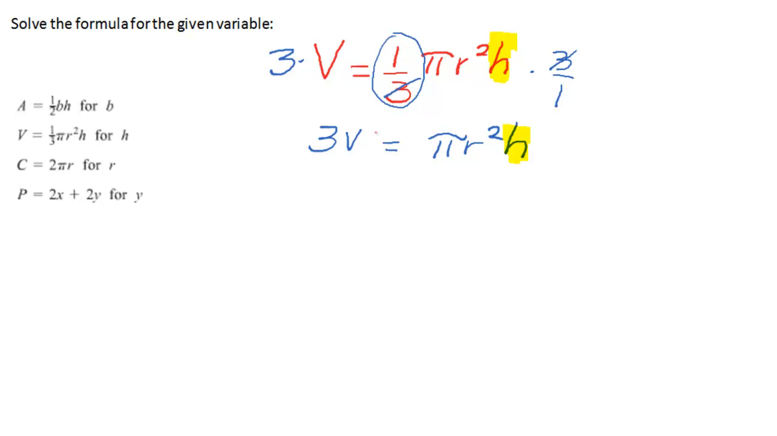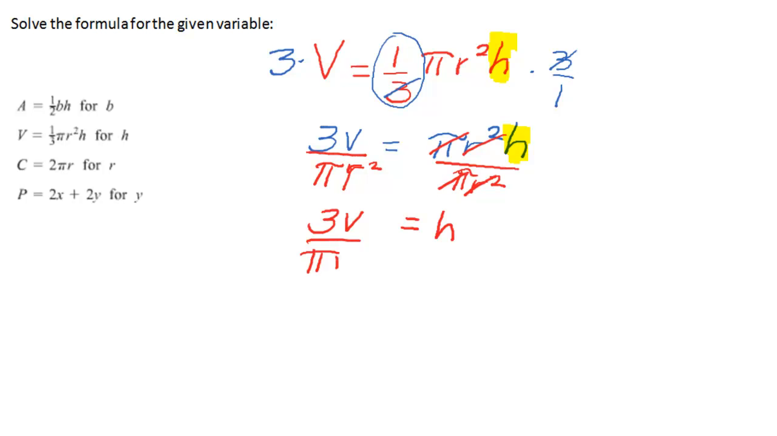So now, again, we're isolating h. Now this time we have to get rid of pi and r squared, which are both multiplied times h on the right. So we're going to divide by pi r squared. We're going to do that to both sides. Again, on the right, this will cancel our extra variables and leave us with the h that we wanted. And on the left, we have 3v divided by pi r squared. And that's our formula.